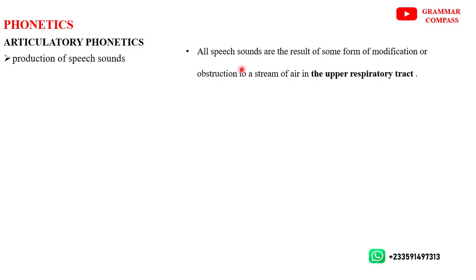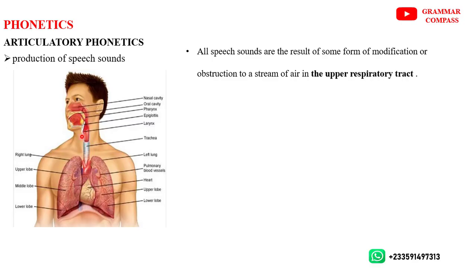Let's now take a closer look at articulatory phonetics, the part of phonetics that focuses on how we physically produce speech sounds. We have already talked about how speech sounds are produced. All speech sounds are the results of some form of modification or obstruction to a stream of air in the upper respiratory tract. This is the upper respiratory tract. You can take a good look at the diagram to get a picture of how the air moves.